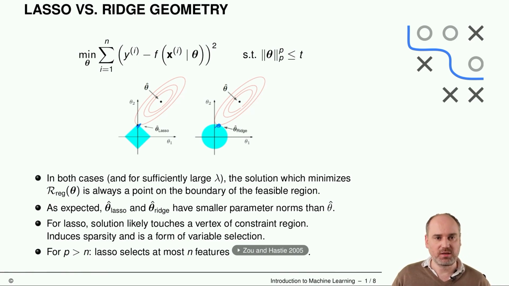We've also discussed that for the Lasso, the solution likely touches the vertex of the constrained region. This induces sparsity, and we can exploit this as a form of feature selection, and we very often do that, especially in high-dimensional spaces for linear models. It can also be shown that if p is actually larger than n, so if we have more features than samples, the Lasso selects at most n features. If you want to study that, have a look at the reference included in the slides.